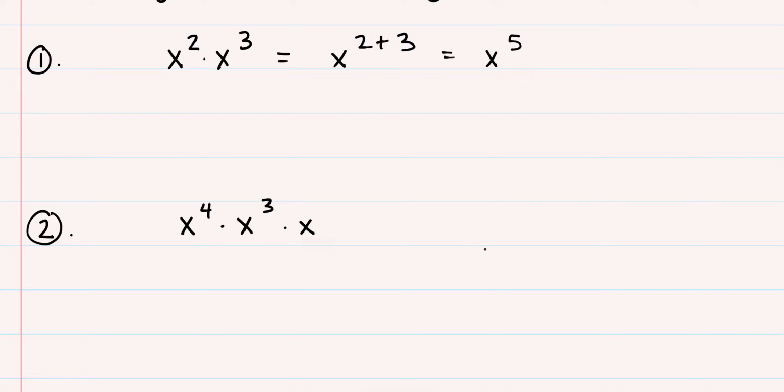For the second problem, we're going to do exactly the same thing. Here I have three things being multiplied together. They all have the same base, so we're going to add the exponents. If you don't see an exponent, you can just put a 1 there. So this is 4 plus 3 plus 1, which is x to the 8th.